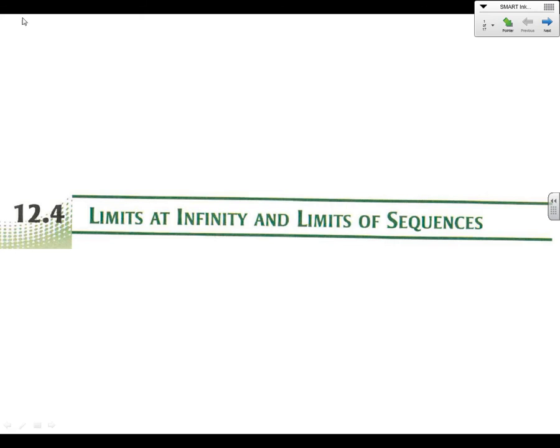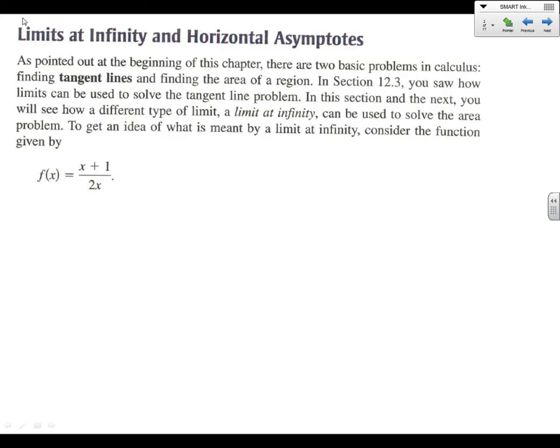Alright, 12.4 for limits at infinity and limits of sequences is actually fairly straightforward. Our job here is to figure out what happens to functions when numbers get really, really big, going towards infinity. So, two things for this whole chapter, right? First one is finding tangent lines, which we figured out in 12.3. That's what 12.3 was all about. And then finding the area of a region. So that's what we're going to jump into, starting with 12.4 and then really get into in 12.5.